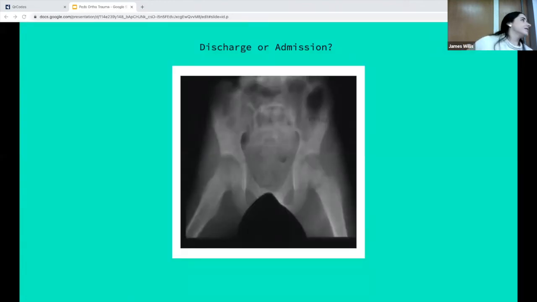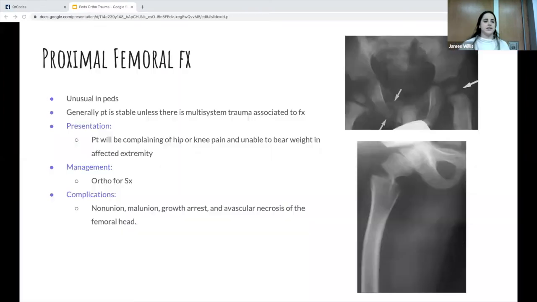So this one, does this patient get admitted or is the patient going to be discharged? I don't see it well. It's not a great x-ray, but there's actually a fracture right here. So anyway, proximal femoral fractures, in pediatric patients and adult patients, always go to the OR.